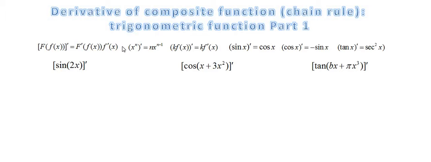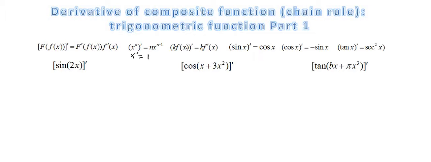I also list some other formulas here that can be used to solve the following examples. The second formula is the power rule: x to the power n, prime, equals n times x to the power n minus 1. And here is a very special one: x prime equals 1, or the derivative of x equals 1.